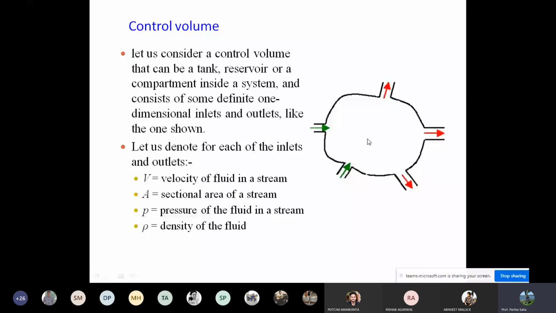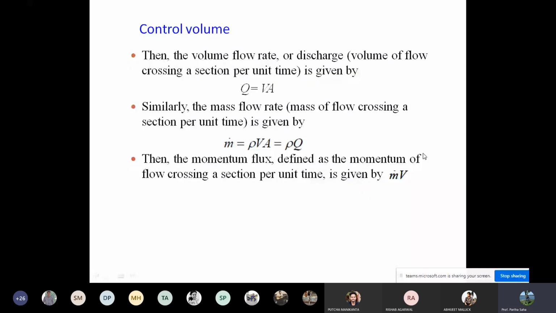So what happens? First, we have to consider the volumetric flow rate or discharge rate, which is given by velocity times area. That is given by Q. That is the volumetric flow rate, given by VA, because the total volumetric flow rate is constant at the inlet and outlet. And the mass flow rate, the mass of flow crossing a section per unit time, is given by m dot equals rho VA, that is rho Q.